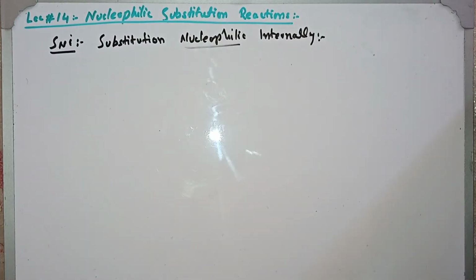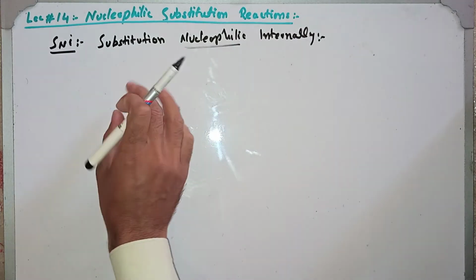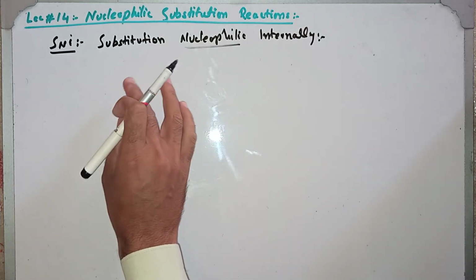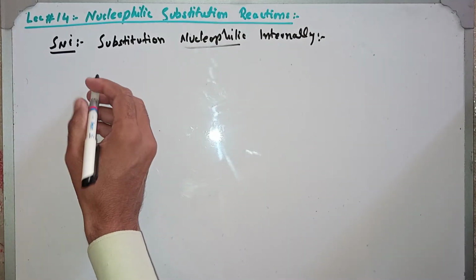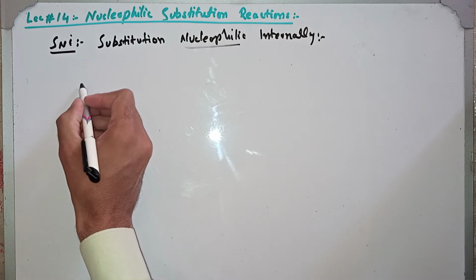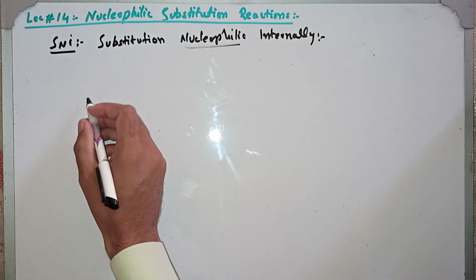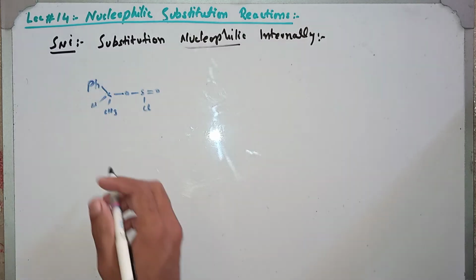In the SN2 reaction, an external nucleophile is used. External nucleophile means two different reactants: one is the nucleophile and one is the substrate. Here, the nucleophile and the substrate belong to the same molecule, like this. This is the one compound.